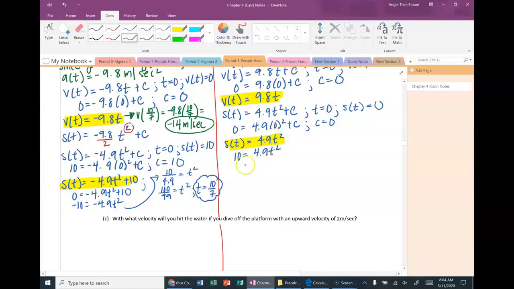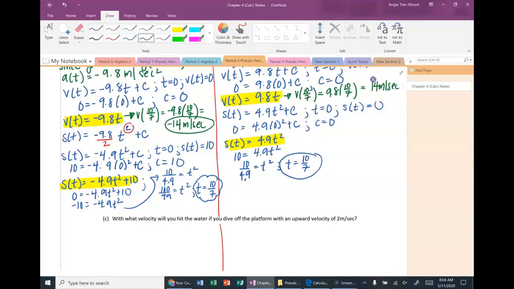We're going to solve for t again. As you can see, it's exactly the same, except on this side it's now positive. We know it's now going to be a positive 10/7 for the time of impact, the time that you hit the water. We will plug that back in the velocity because we are looking for velocity of impact. So v of 10/7 equals 9.8 times 10/7, and that will reduce us down to positive 14 meters per second.